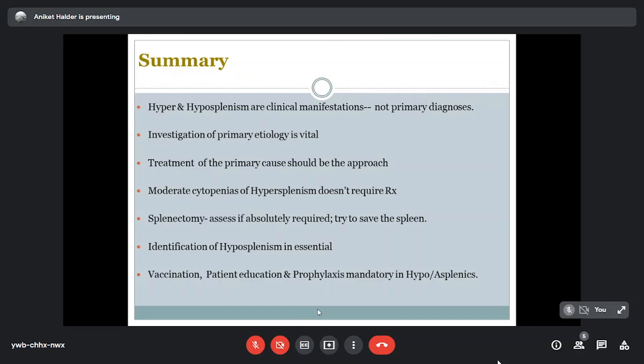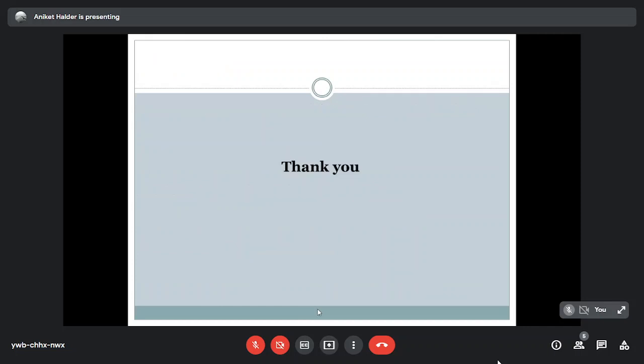And lastly, in cases of hyposplenism and in patients undergoing splenectomy, vaccination and antibiotic prophylaxis is mandatory, as is patient education. So, thank you. So, this is all about hypersplenism and hyposplenism.